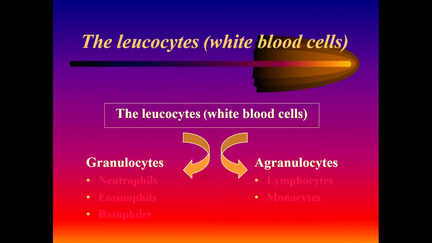The leukocytes, white blood cells, are divided into granulocytes and agranulocytes. Granulocytes include neutrophils, eosinophils, and basophils. Agranulocytes include lymphocytes and monocytes.